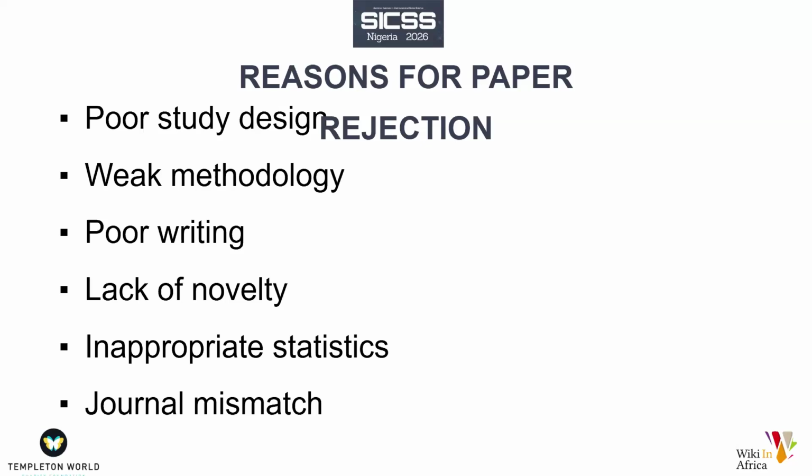When your paper is rejected, because some papers get rejected. When they reject your paper, what are the possible reasons for which papers can be rejected? Poor study design, weak methodology. I always tell people that the methods is the most important aspect.